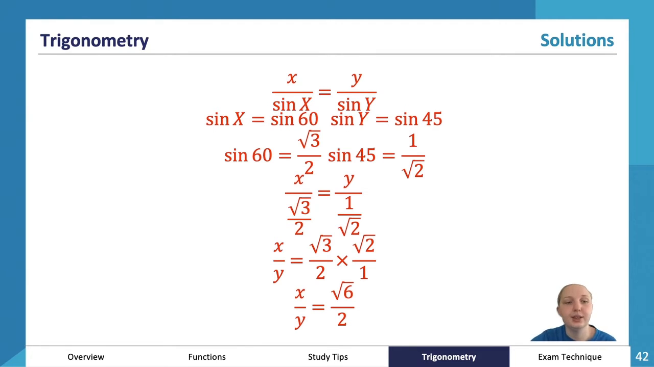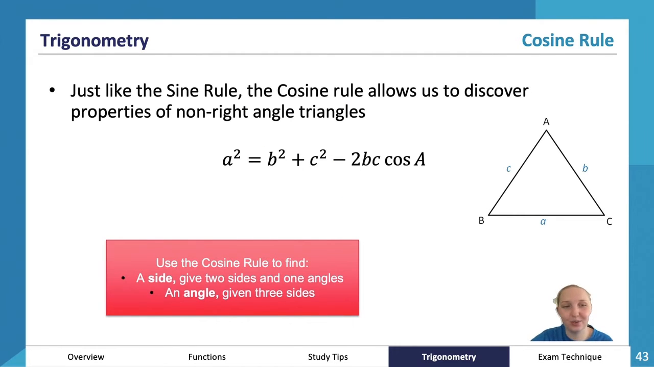Okay, so that's it for the sine rule for today. Next is the cosine rule. So just like your sine rule, the cosine rule allows us to discover properties of non-right angled triangles, and it uses the same sort of triangle with your angles being represented by your capital letters, sides being represented by lowercase letters. So our cosine rule is a squared equals b squared plus c squared minus 2 times b times c times cos A.